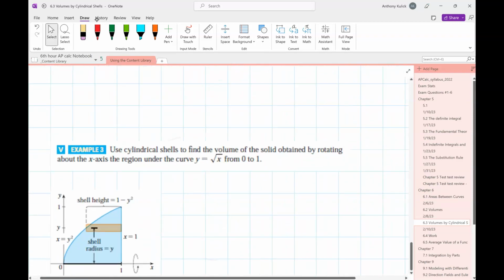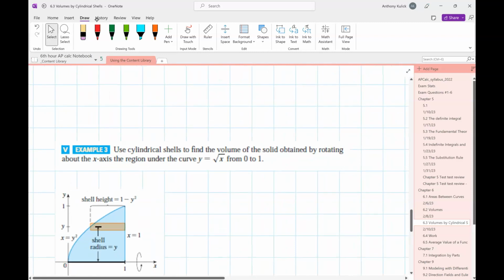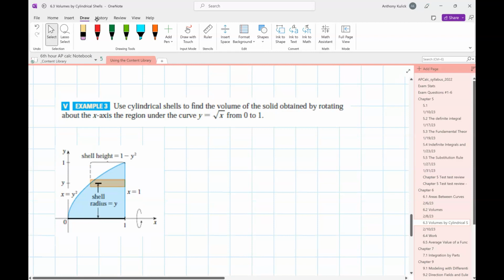Okay. Let's look at another one. So here we're going to be using cylindrical shells to find the volume of the solid obtained by rotating about the x-axis the region under the curve y equals square root of x from 0 to 1. So this time we're rotating about the x-axis. What kind of shape is this going to be forming? Kind of like a hemisphere, right? Except it's on its side, where we have the flat side here, and then its bump is to the left. You guys kind of see that?